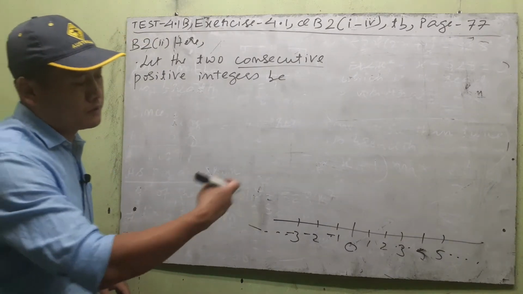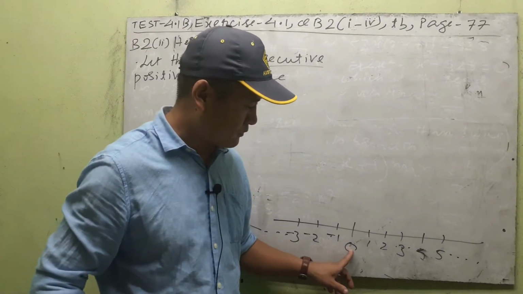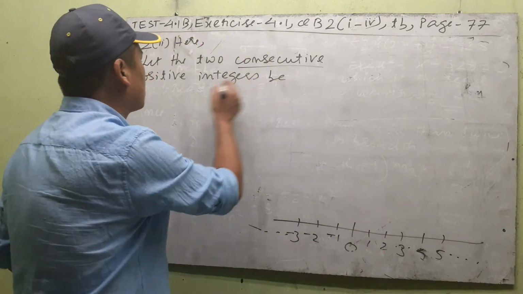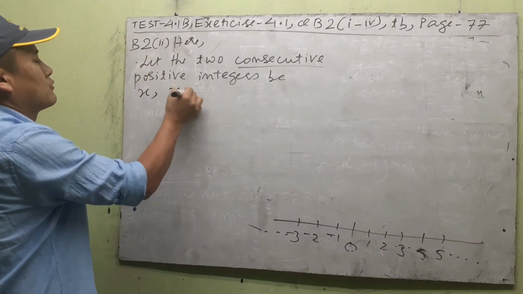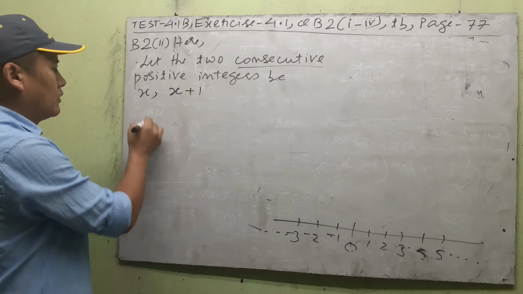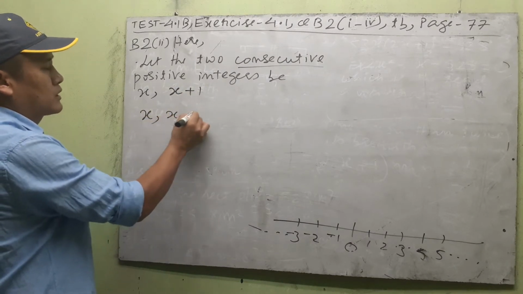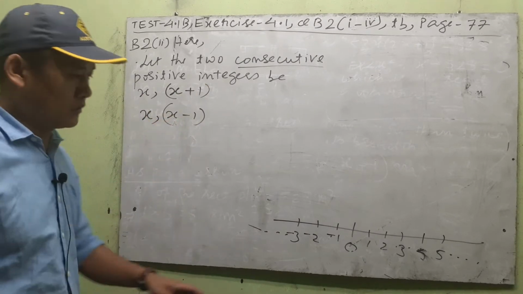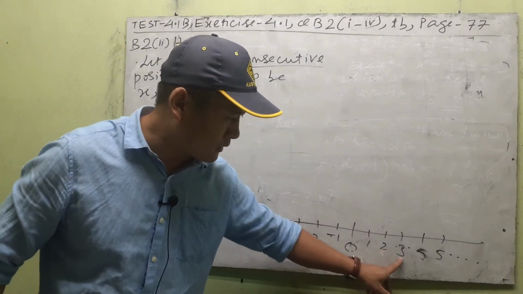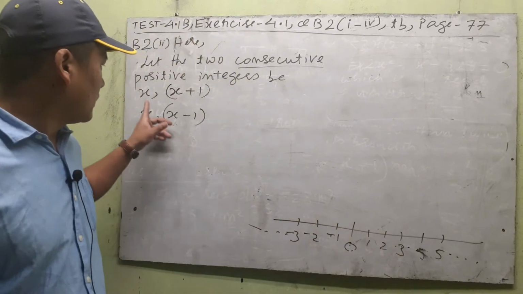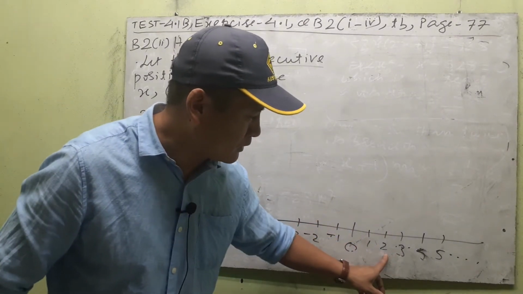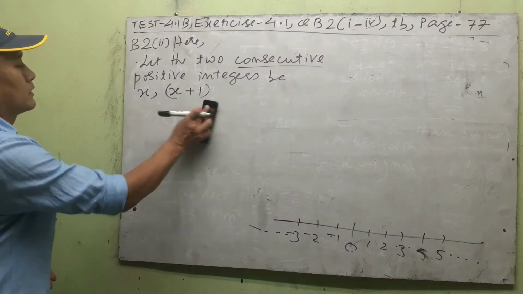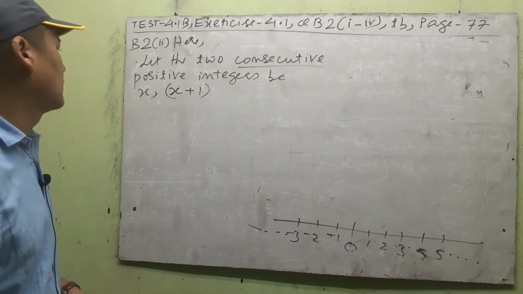So consecutive integers differ by 1, right? See, 0 plus 1 is 1, 1 plus 1 is 2, 2 plus 1 is 3. So if the first one is x, obviously the next one will be x plus 1. Or if the first one is x, the next one will be x minus 1. You can take it like this or like this, up to you. Consecutive 3 and 2, that is 3 and 3 minus 1. 2 and 3, that is 2 and 2 plus 1. Let us take the format of plus.